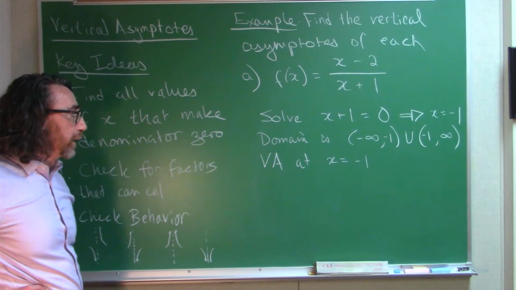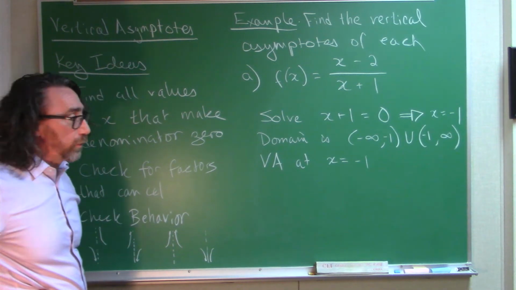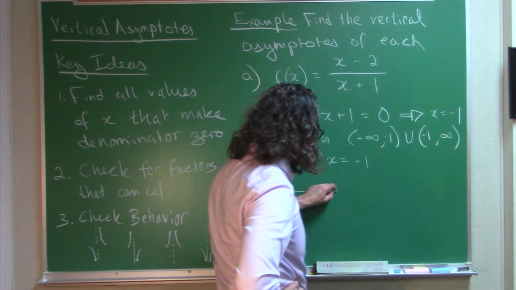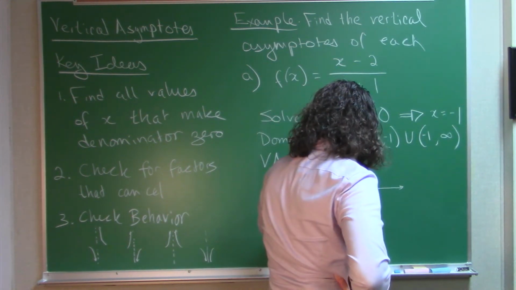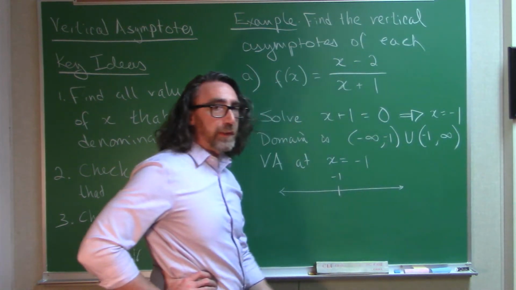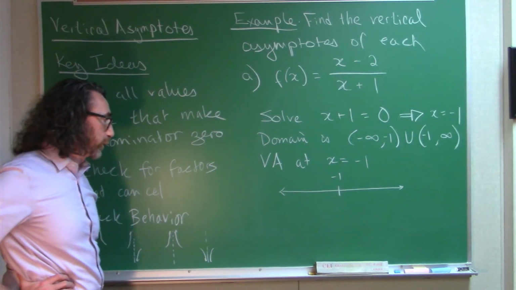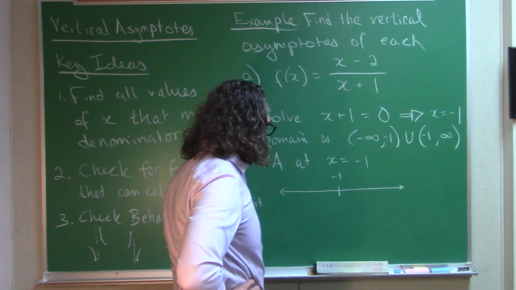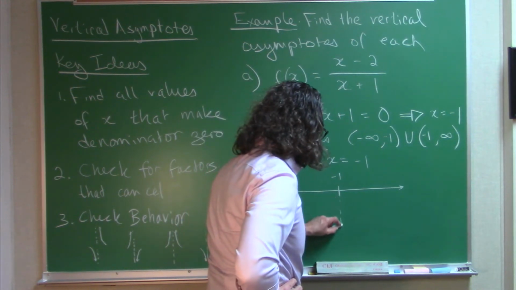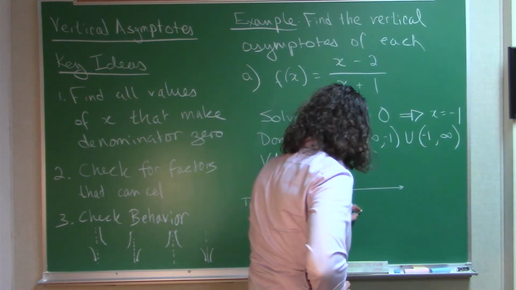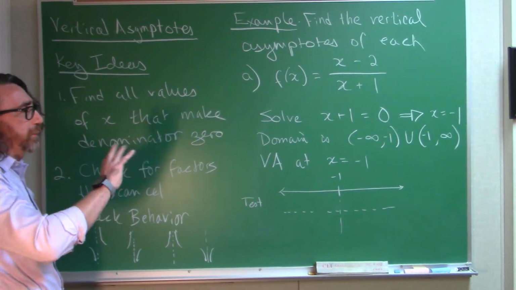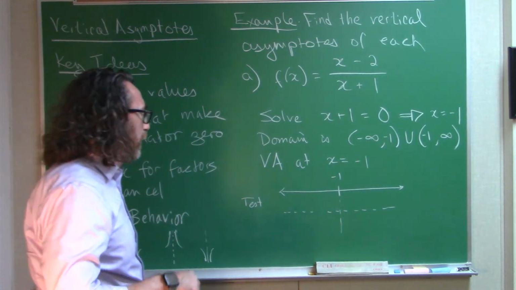Now the question becomes, what kind of behavior are we going to have at that vertical asymptote? So what I usually do is I just do a little check. I make myself a little sign chart. X equals -1 is the point that we're concerned with. I'll pick some test points on either side. Now here I kind of want to pick something that's a little close.